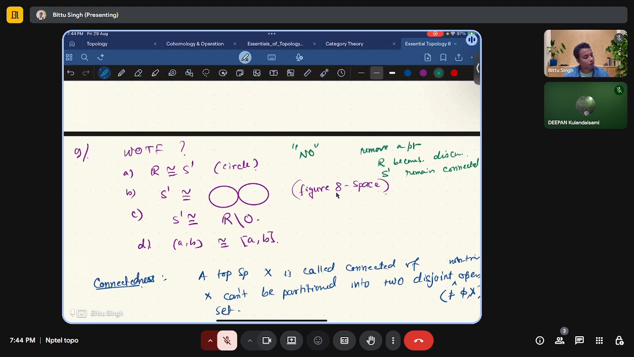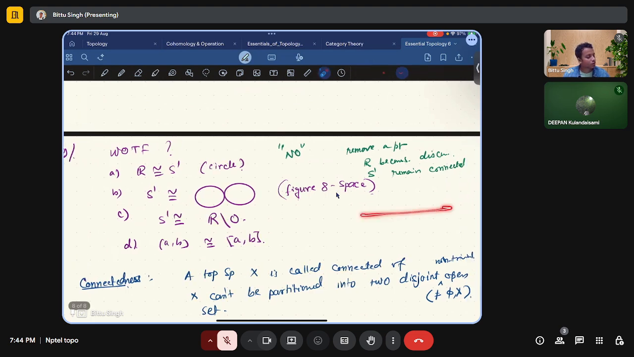So if we remove a point from the real numbers, it has two portions, this and this. But whatever point you remove from the circle, it will remain connected. Right? We'll show why: this circle can be thought of as the image of this [0,1], and we have already seen that the image under a continuous map is connected. So the closed interval [0,1] is connected. Therefore, this circle will also be connected. Okay.